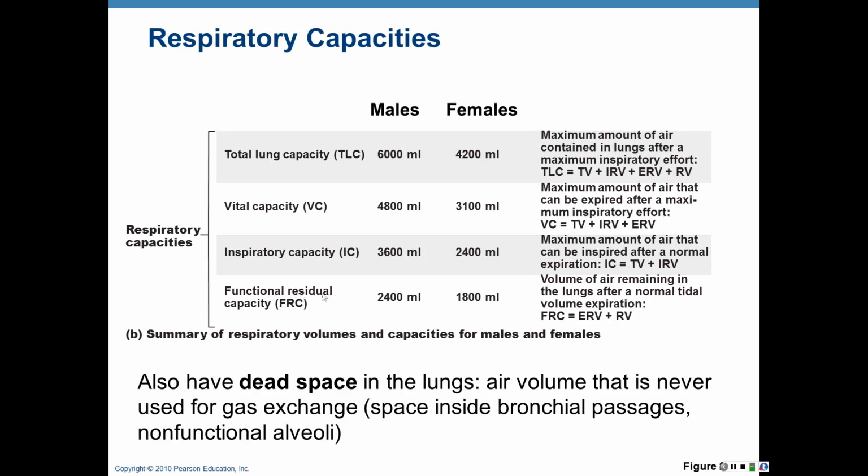Your functional residual capacity: under normal circumstances, the air that's left over in your lungs, normally, not when you're forcibly exhaling, is called your functional residual capacity, or FRC, and that's your expiratory reserve volume plus your... no, plus your residual volume. I'm sorry, I'm getting my R words mixed up there. That's called your functional residual capacity.